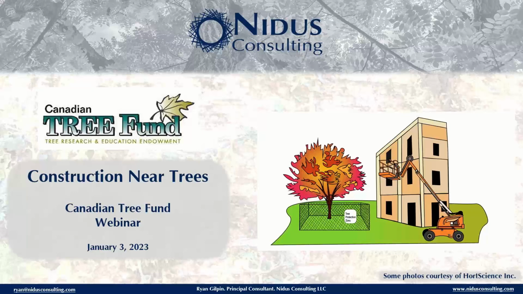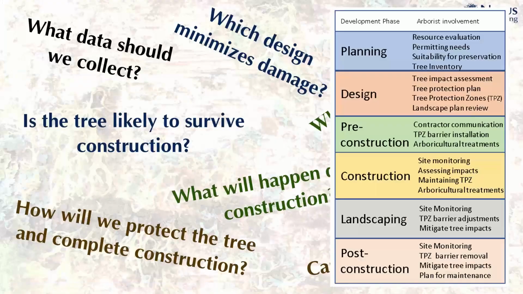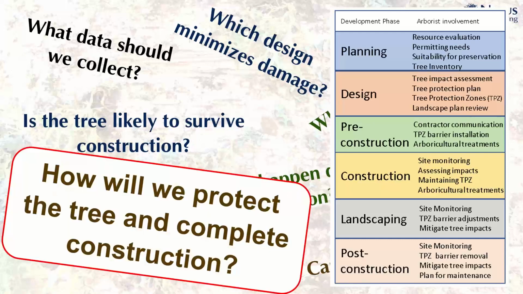Okay, so let's look back at our questions here. One thing that I think often gets mixed up or linked together in weird ways is our question of how likely the tree is to survive construction with how well we protect the tree and complete construction. And this is also happening in the design phase and often gets us confused, right?